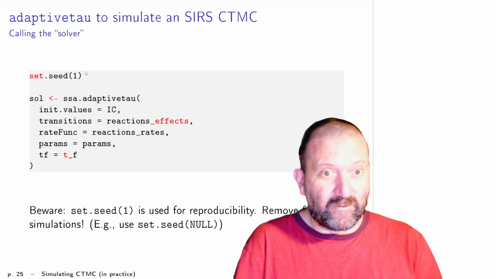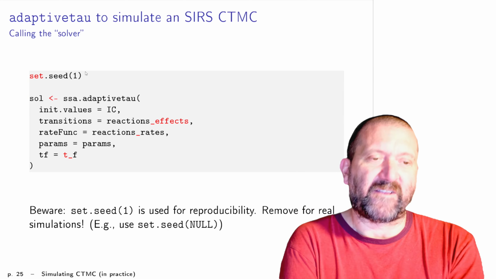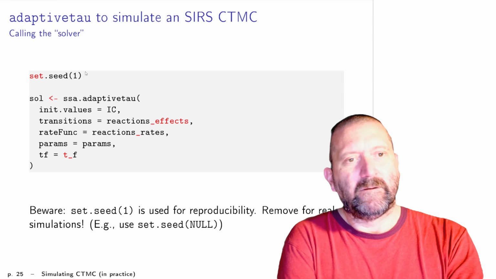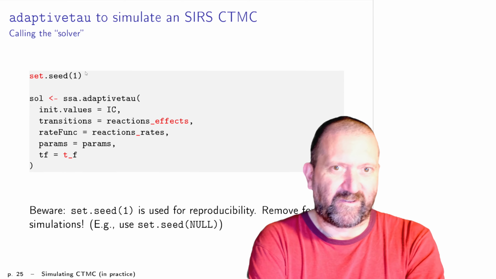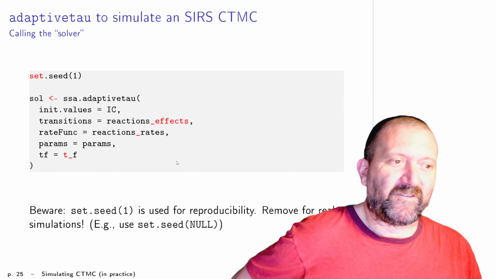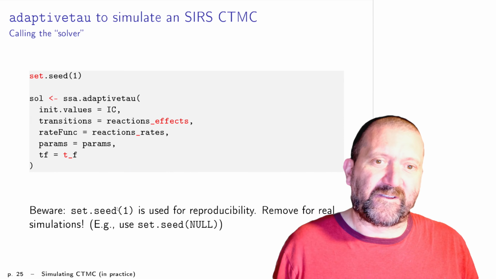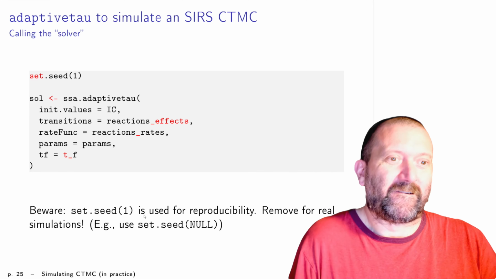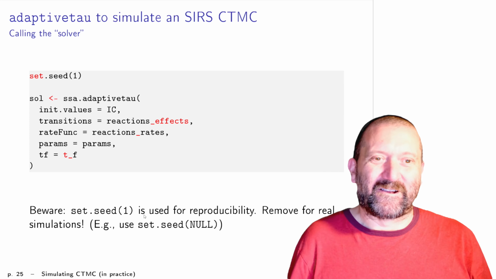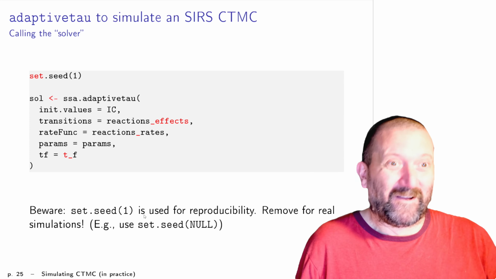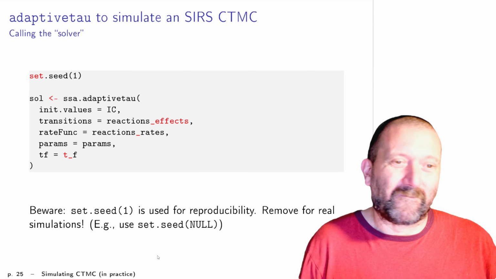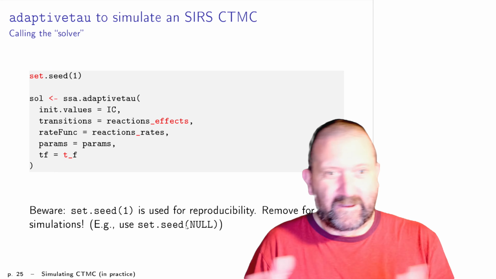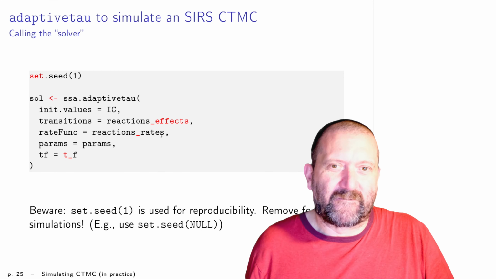Here, for instance, I'm setting a seed. Set seed equals 1 means I'll always have the same sequence of random numbers. If you want every simulation to be different, which in practice, unless you're preparing slides like here, is what you want, you would say set seed of NULL. That would give you every simulation being different.